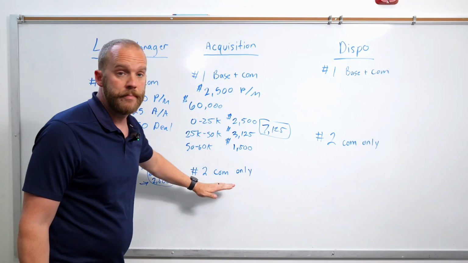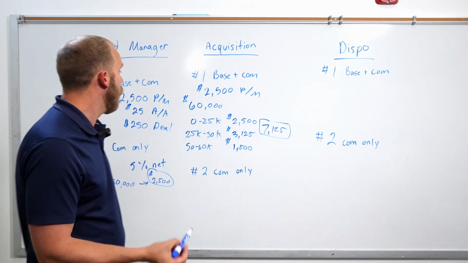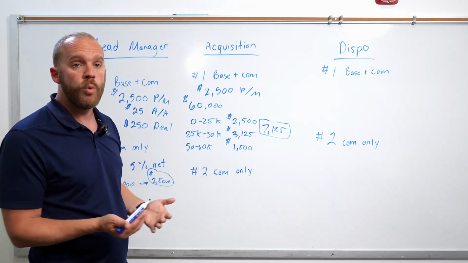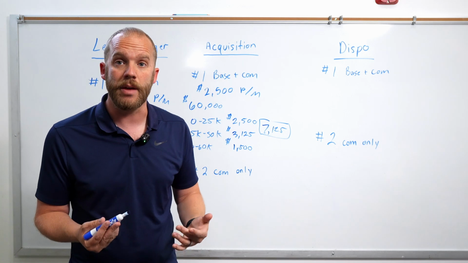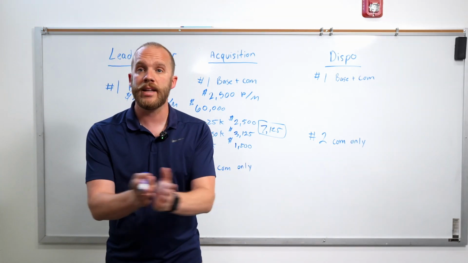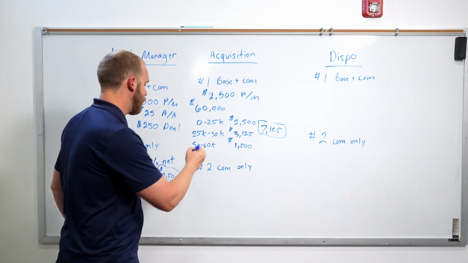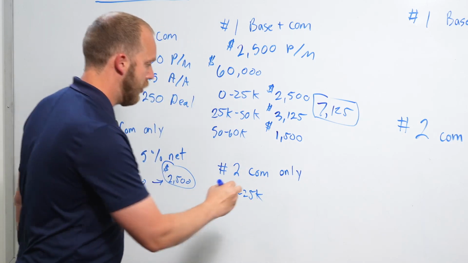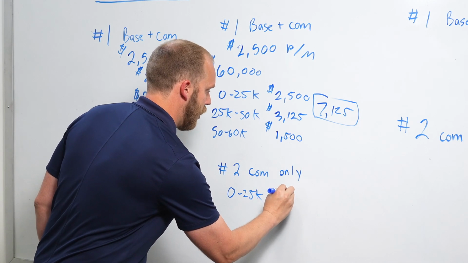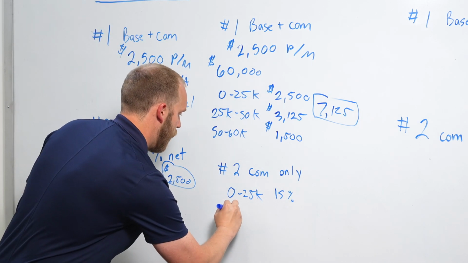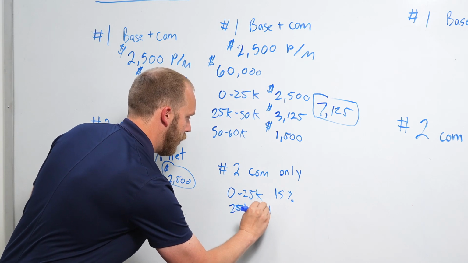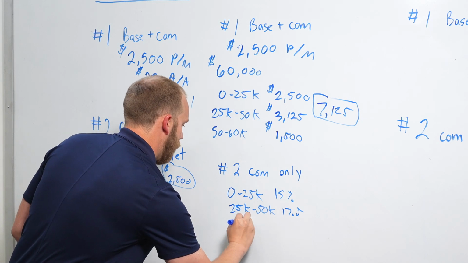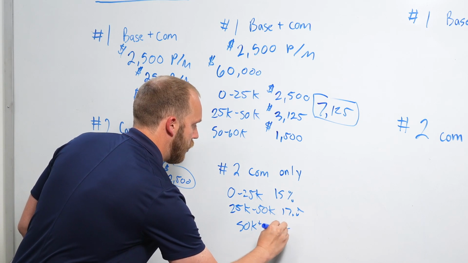Now, what if you want to bet on yourself and your commission only? Well, in that situation, they're not going to get a per month base, but I'm going to reward them for their confidence in themselves by giving them higher commissions. So it's that same sliding scale, except it's on the following. 0 to 25K is going to be 15%. 25K to 50K is going to be 17.5%. And anything 50K plus is going to be 20%.